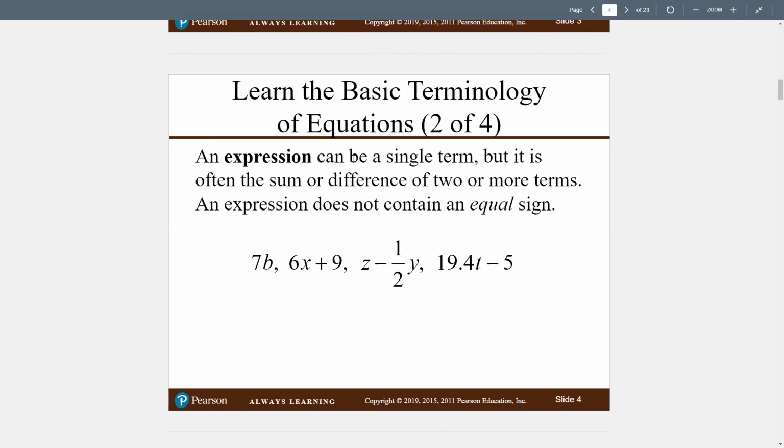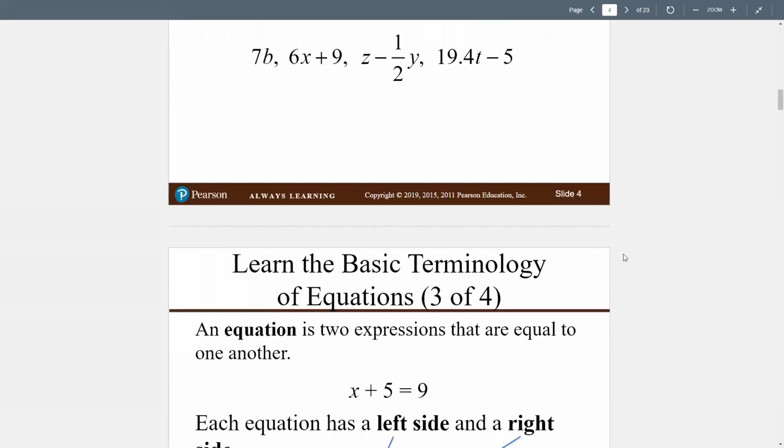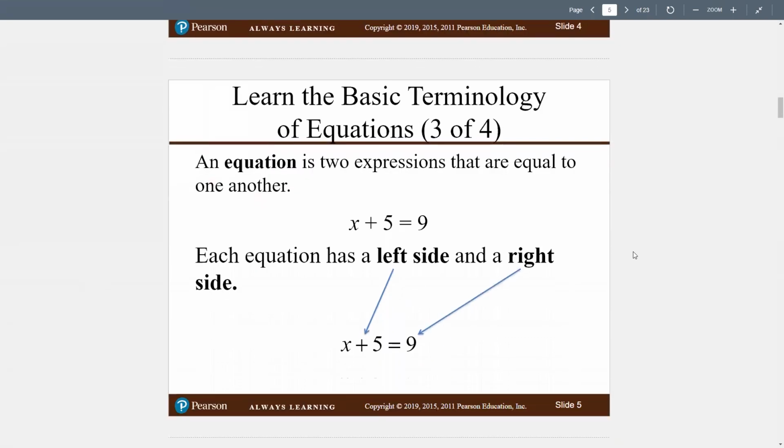An expression can be a single term, but it is often the sum or difference of two or more terms. An expression does not contain an equal sign. So you can have multiplication, division, addition, subtraction. You can have decimals, fractions, whatever you can think of. But as soon as you see an equal sign, it is no longer an expression. It becomes an equation. And that, of course, is the next term. No pun intended.